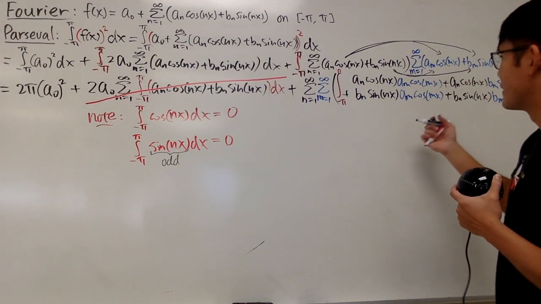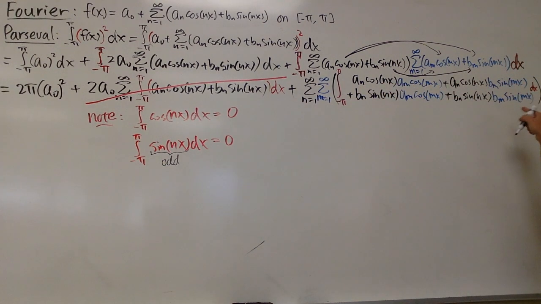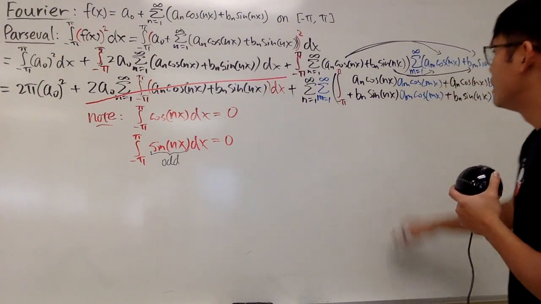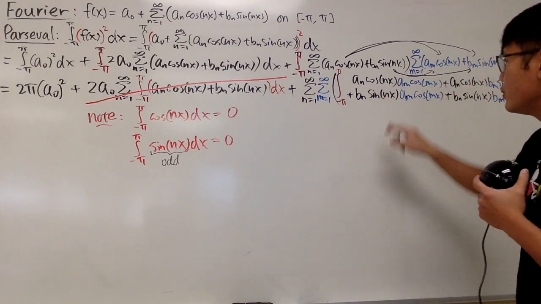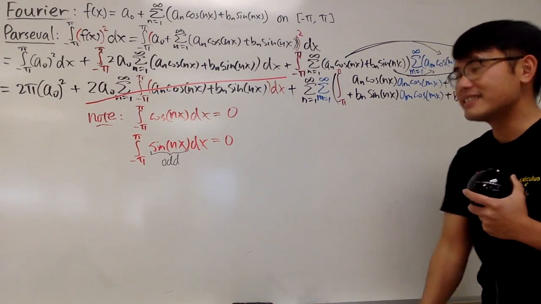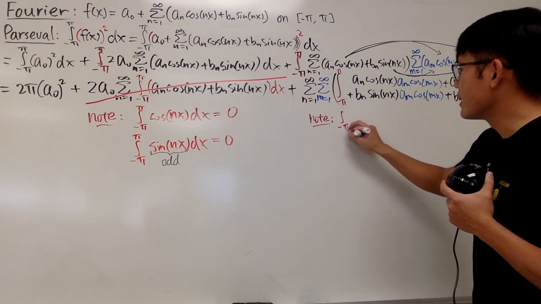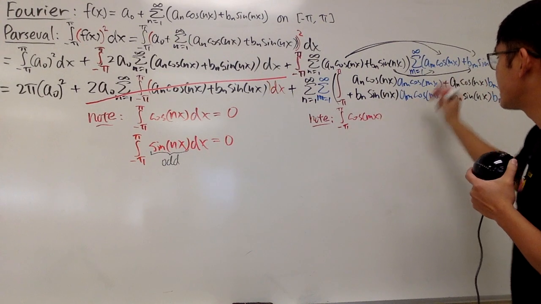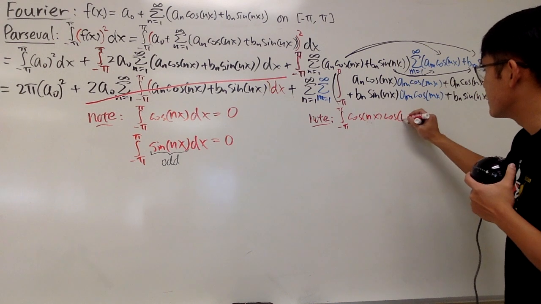this is rather bizarre because we have 1, 2, 3, 4 things in this integral, but it's actually not that bad at all. Again, a_n, a_m, and all the coefficients, just don't worry about that. Pay attention to the sine and cosine functions, and I will write down some notes right here for you guys. First things first, right? Note. Let's look at the integral from negative pi to pi. Let's look at this one first. Cosine of mx times cosine of nx.